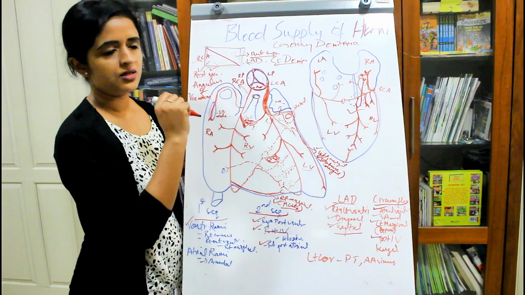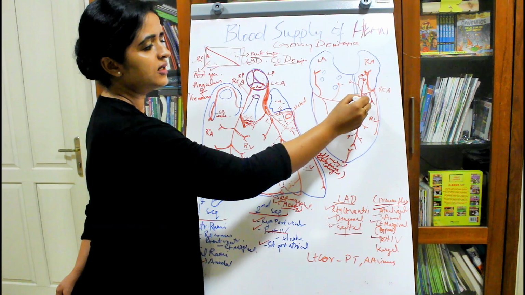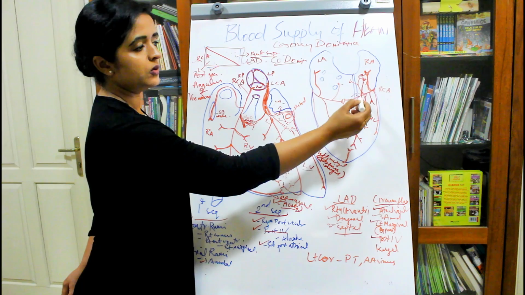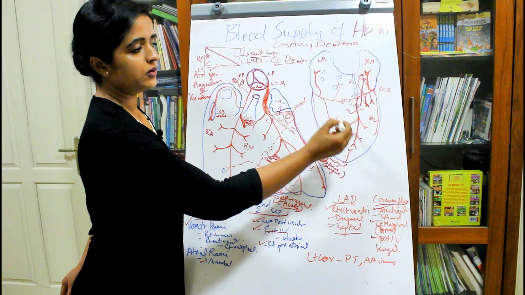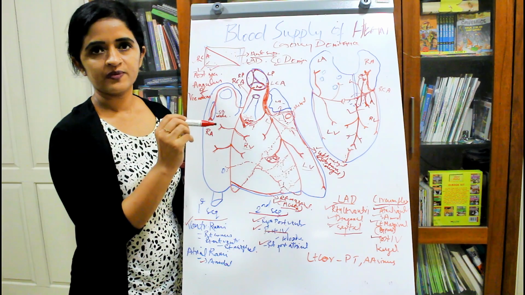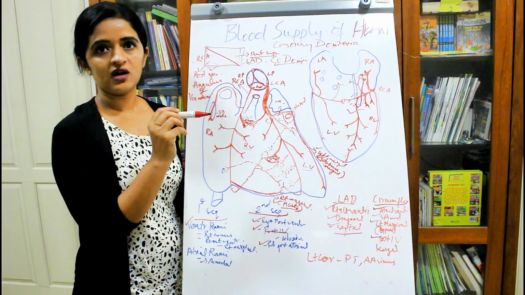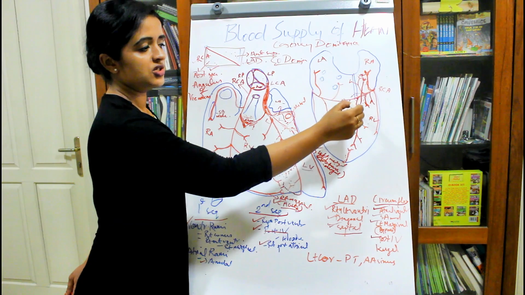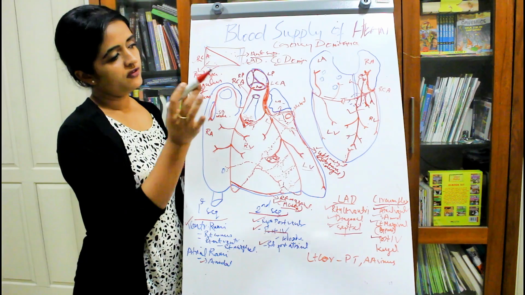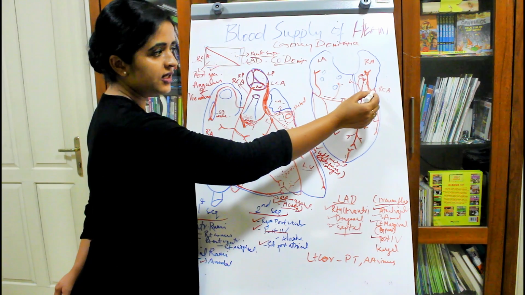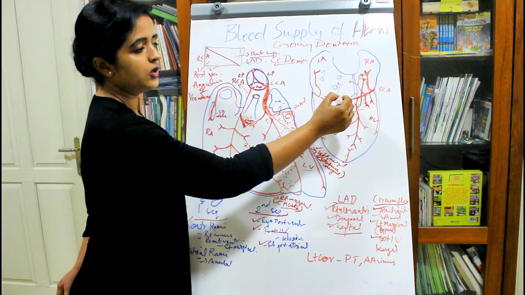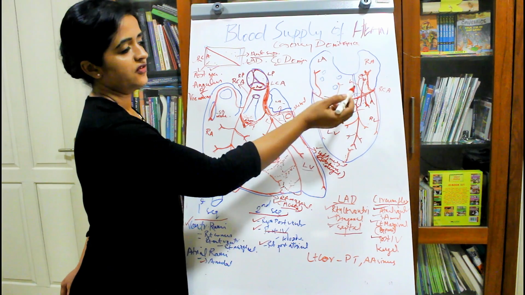Now at the posterior aspect, what do you mean by crux of heart? Crux of heart is the point where the interatrial groove, interventricular groove and the atrioventricular groove meet. Okay, that is what is meant by crux of heart. Interatrial, interventricular and the atrioventricular groove. So if you look from the posterior aspect, you can see that the right coronary artery will cross this crux and will go and anastomose with the left coronary artery.